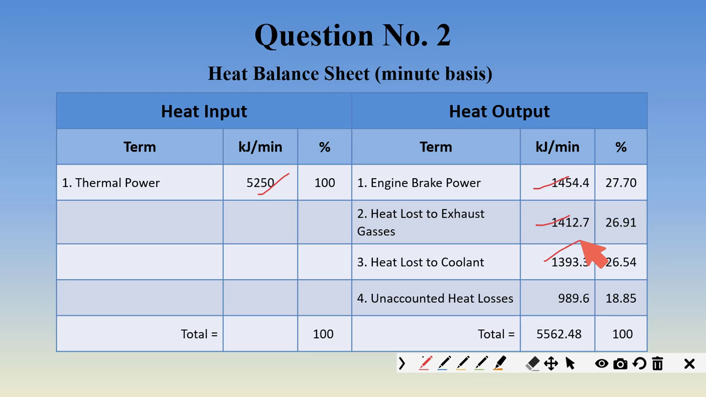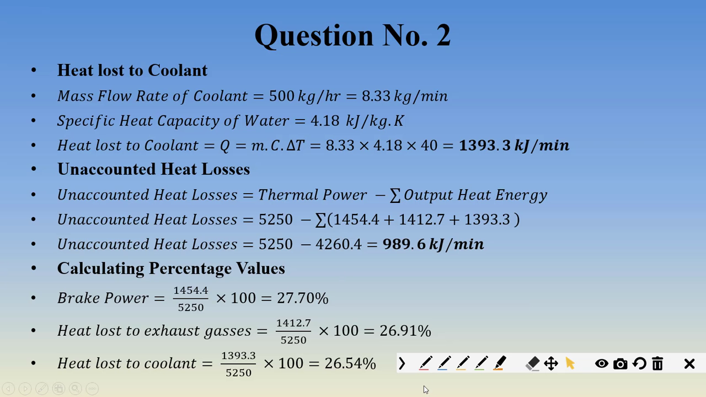What are unaccounted heat losses? Unaccounted heat losses are this term minus the sum of these three terms, right? That is your unaccounted heat losses. So how are we going to find them? Thermal power minus summation of output heat energy. So 5250 minus, this is your brake power, this is the heat loss to exhaust gases, this is the heat loss to coolant. So these are your unaccounted heat losses.